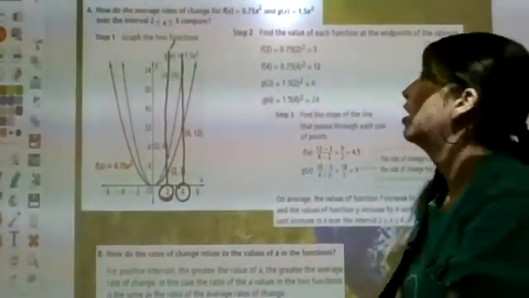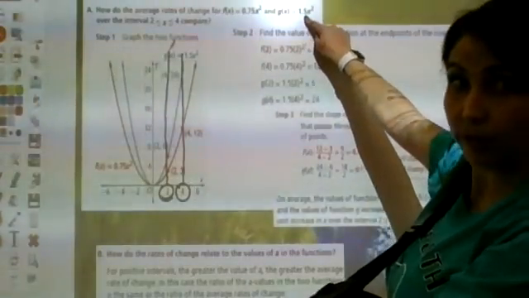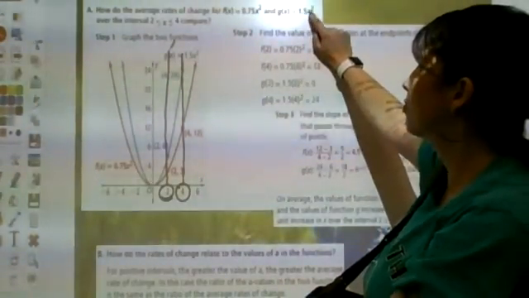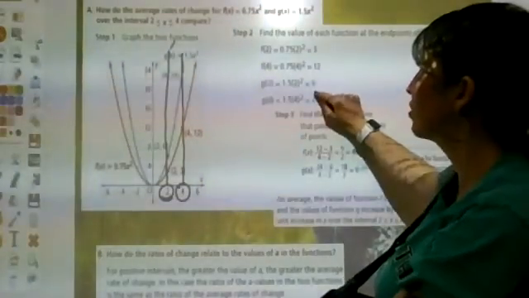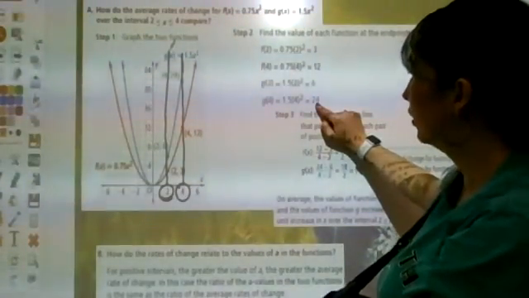Now comparing that to this 1.5x squared. I can still use my 2 and 4. So if I plug in, 2 squared is 4 times 1.5 is 6. 4 squared is 16 times 1.5 is 24. So now we can compare.